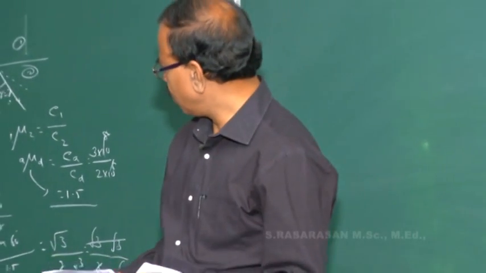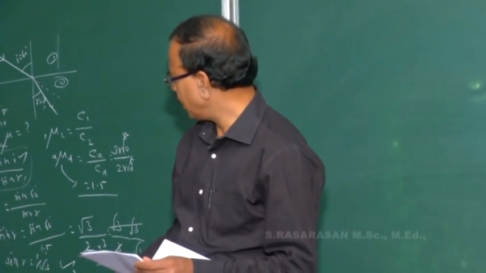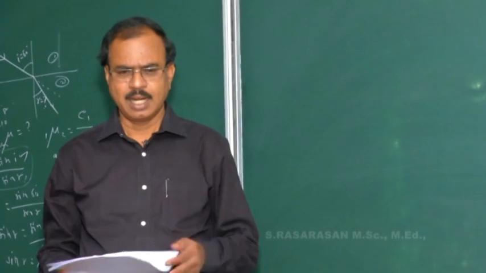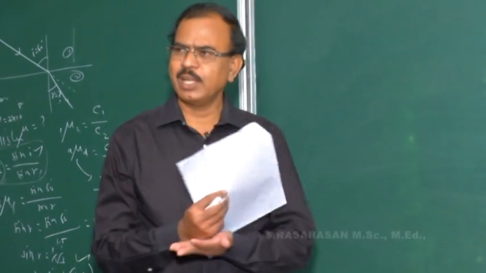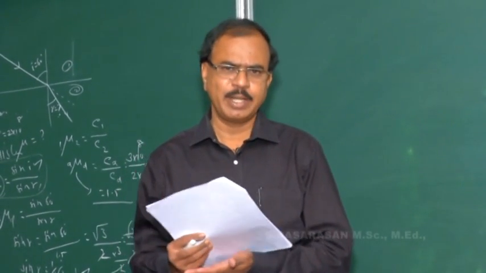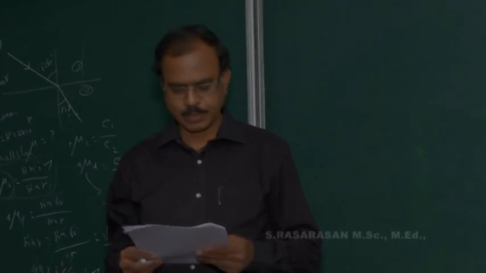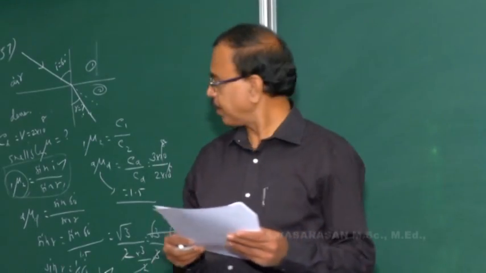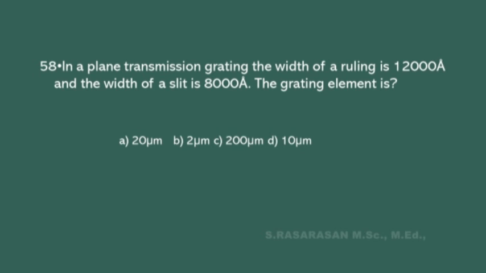So a good problem with two concepts involved. One concept, Snell's law. Another concept, the ratio of velocities of light gives the refractive index of the second medium. Let's pass on to 58. In a plane transmission grating, the width of a ruling is 12,000 angstrom and the width of a slit is 8,000 angstrom. What is the grating element?